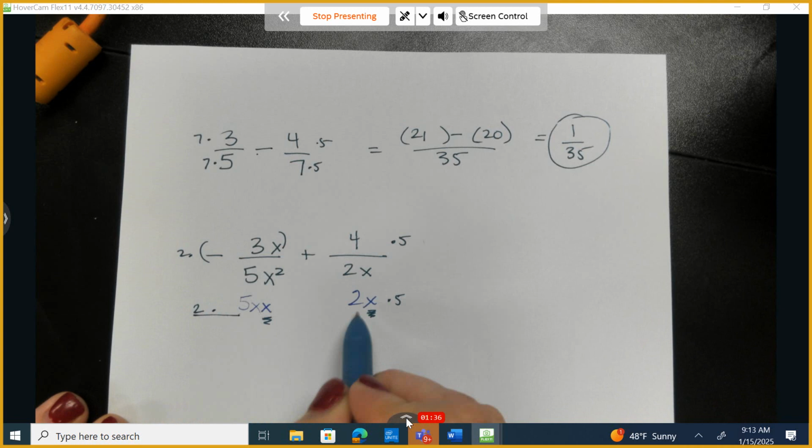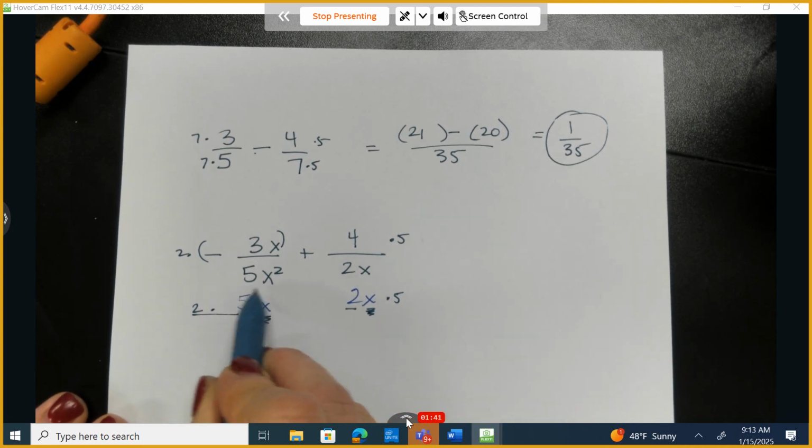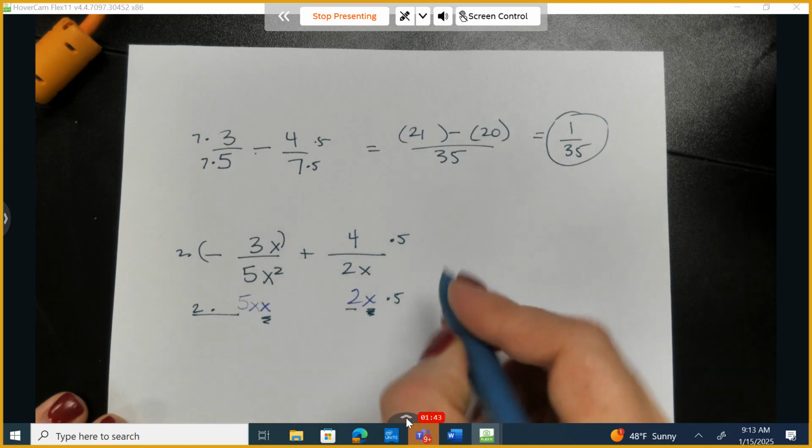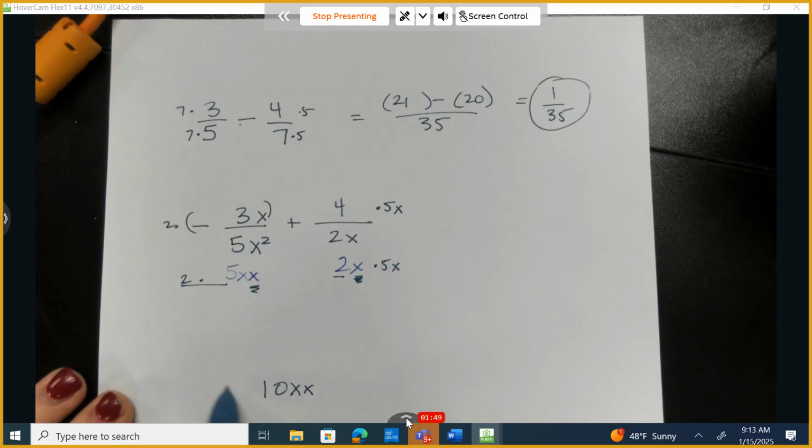Okay, so now they both have a 10. They both have a single x, but they need two x's. The left-hand side denominator has 2 x's, and the right-hand side needs one more. In the denominator, I have 10xx, which is also known as 10x squared. And then I have a left side and I have a right side.